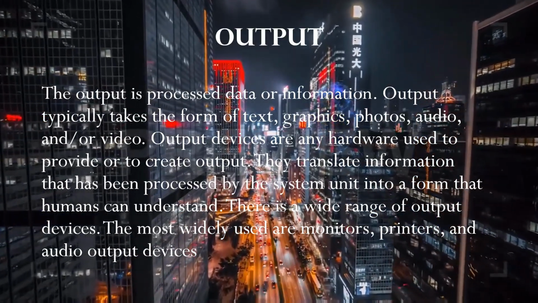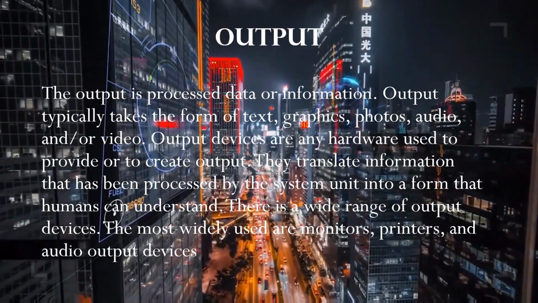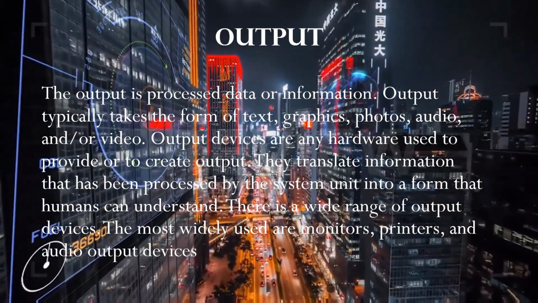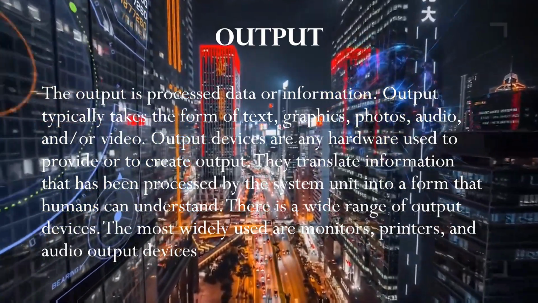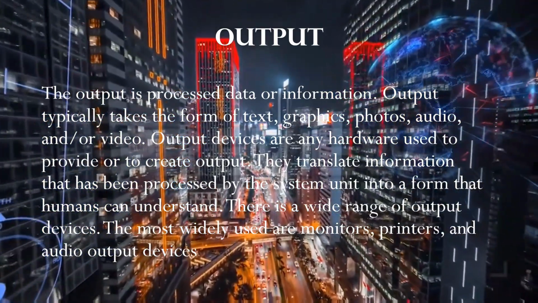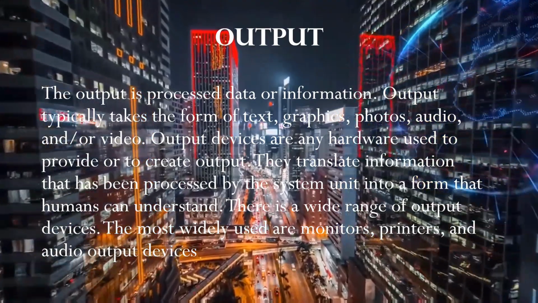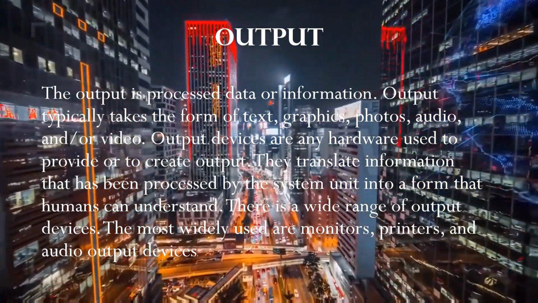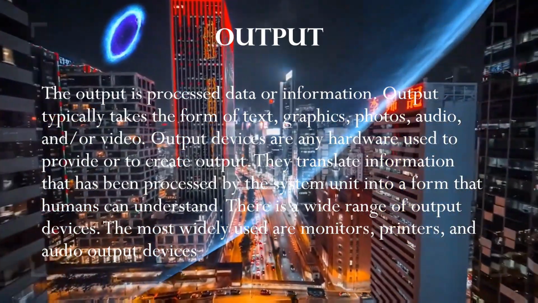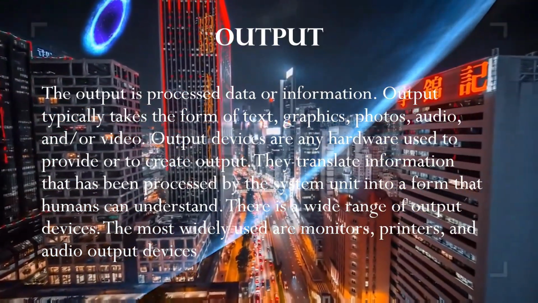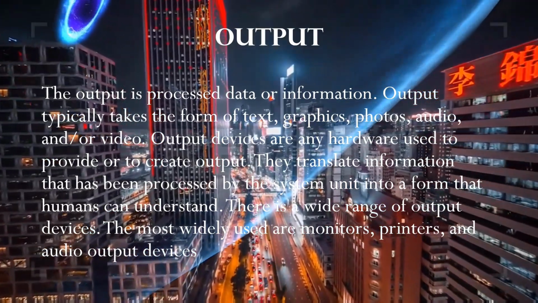Output typically takes the form of text, graphics, photos, audio, and/or video. Output devices are any hardware used to provide or to create output. They translate information that has been processed by the system unit into a form that humans can understand. There is a wide range of output devices. The most widely used are monitors, printers, and audio output devices.